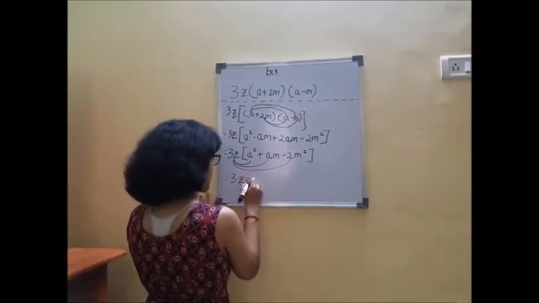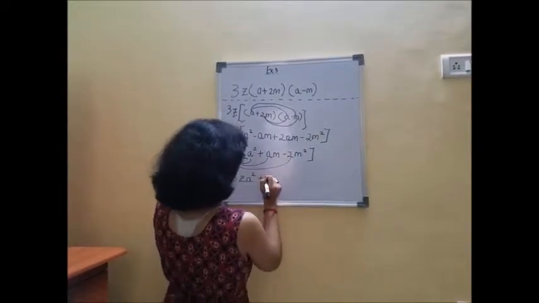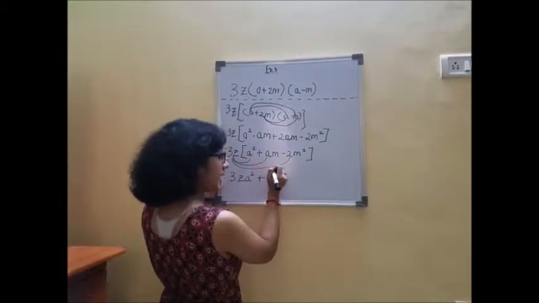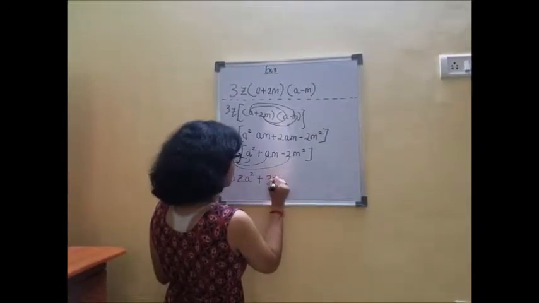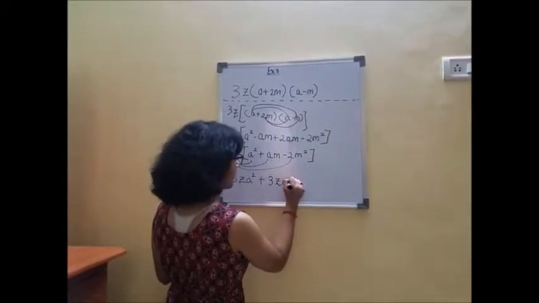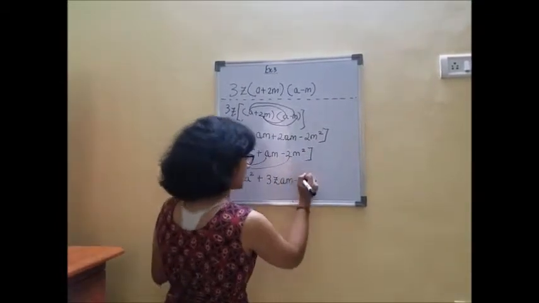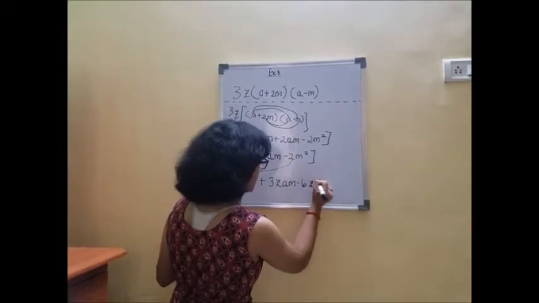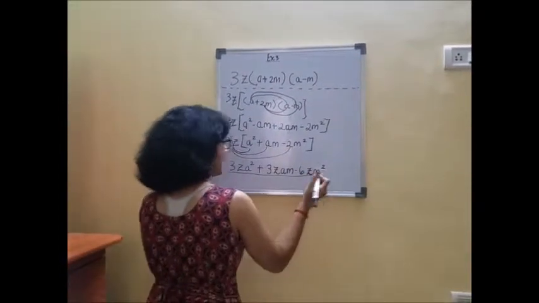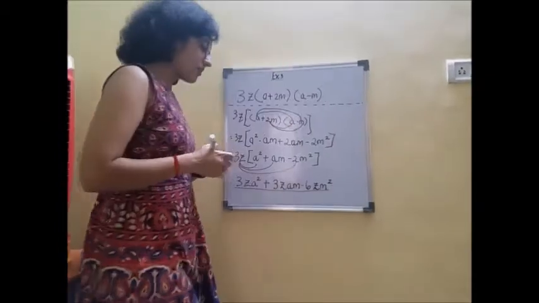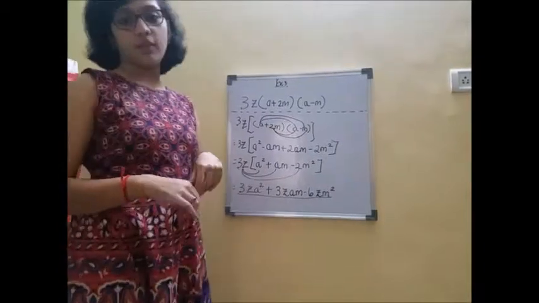3a squared plus 3am minus 6. 3 2s are 6. 6m squared. This will be your final answer. I'm not going to put this in alphabetical order like I did in the extra tips, but you can of course do that if you want.